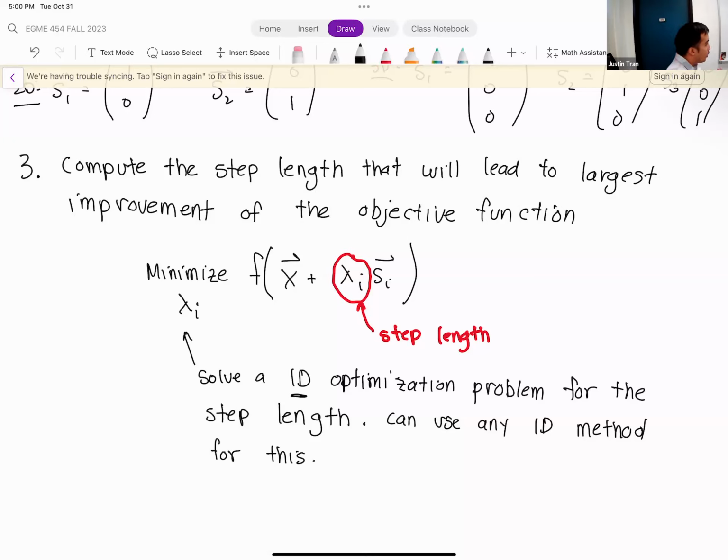And generally speaking, a 1D optimization is a lot cheaper than a multi-dimensional optimization. So this actually doesn't add that much cost. It seems like you're running multiple optimizations together, but this is usually fairly negligible. So the 1D problem is fairly small. In fact, for some cases where you have an explicit expression for the objective function, you can actually solve this using classical methods as well.